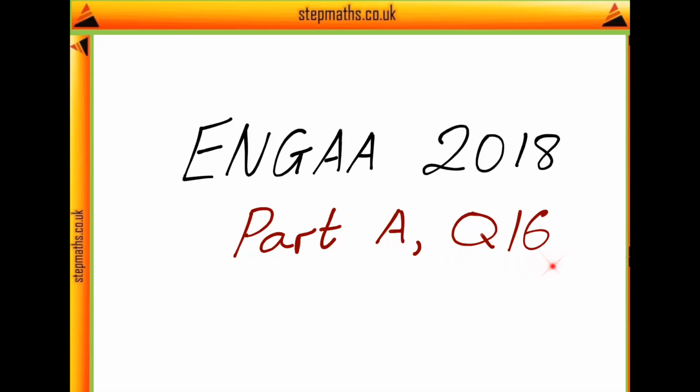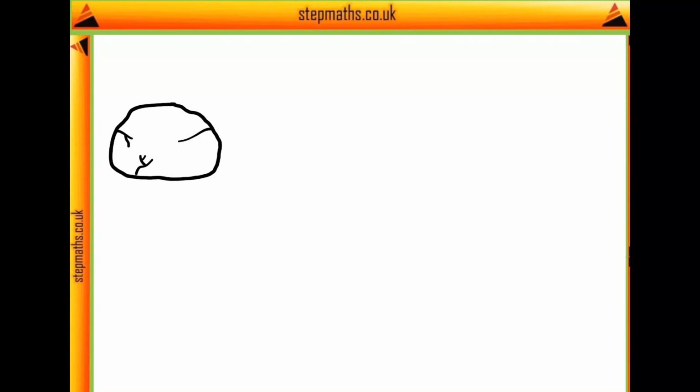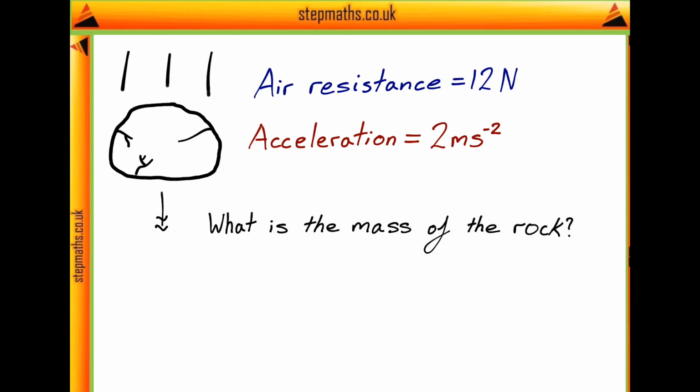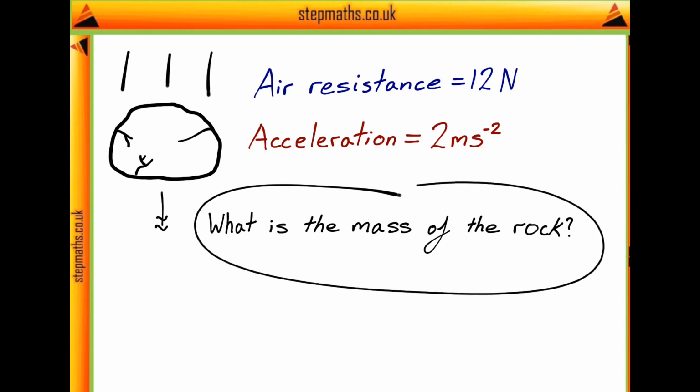Here we're going to be looking at question 16 of the ENGAA 2018 paper. In this question, we're told we have a rock accelerating downwards. The question then tells us that the rock is experiencing a force due to air resistance of 12 newtons and that its acceleration is 2 meters per second squared. Finally, the question asks us, what is the mass of the rock?